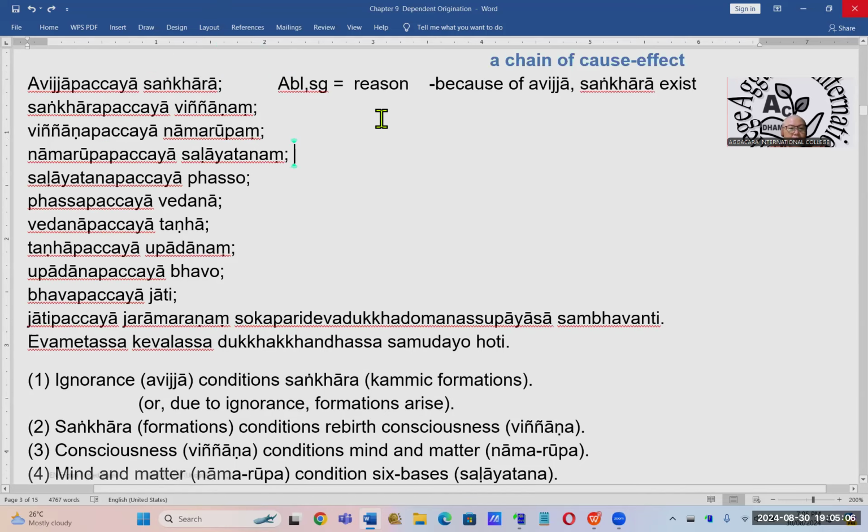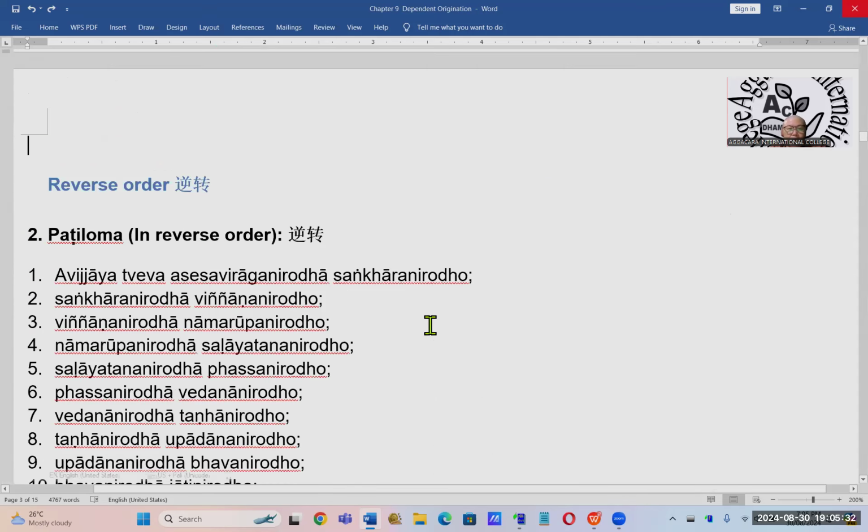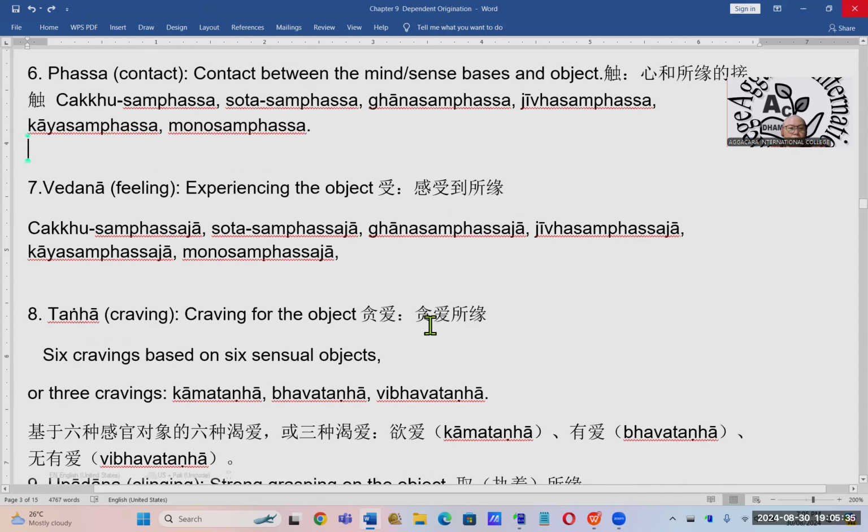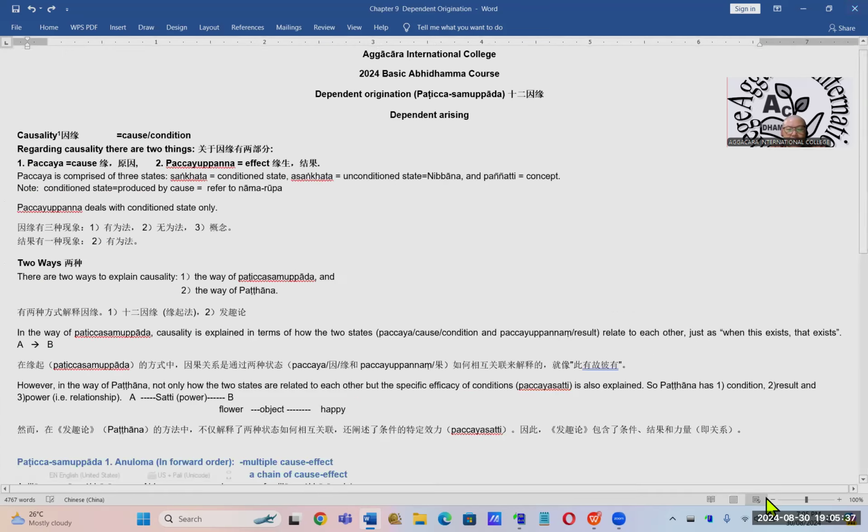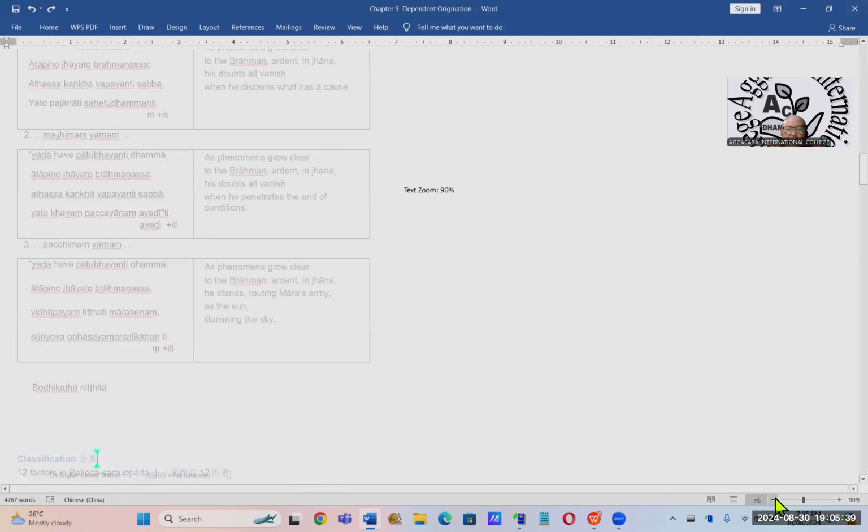Avijja pachaya sankhara, sankhara pachaya vinyanam, vinyana pachaya nama rupam, nama rupa pachaya salayatanam, salayatana pachaya passo. So we call passa pachaya vedana. Vedana pachaya tanha, tanha pachaya upadanam. Now we come to salayatanam. So this is the Pali only. If you want to write something, you have to go to this page where there's plenty of space for you to write.